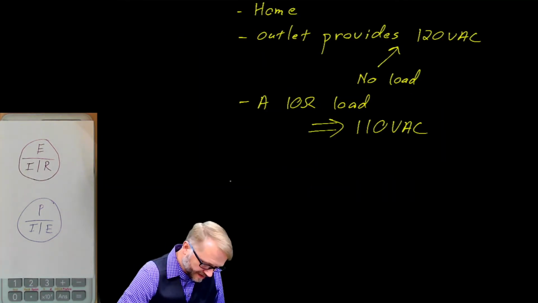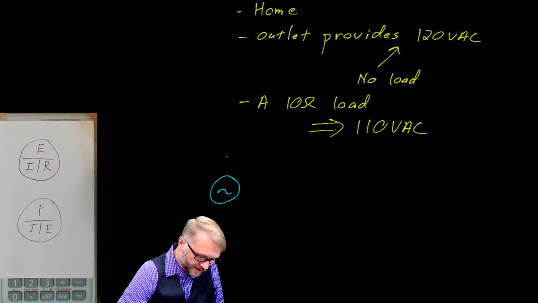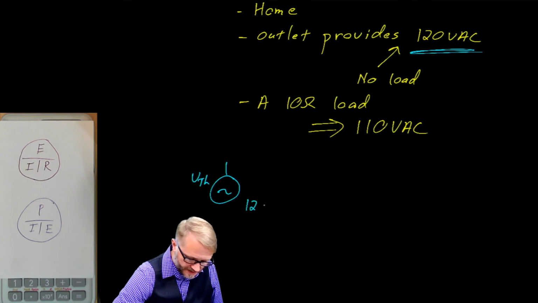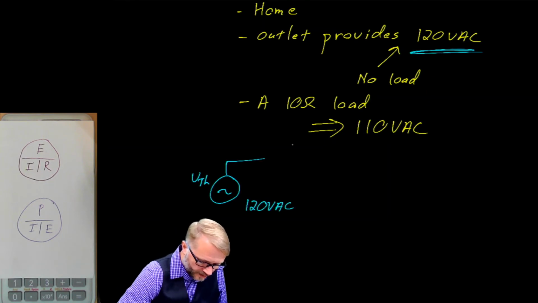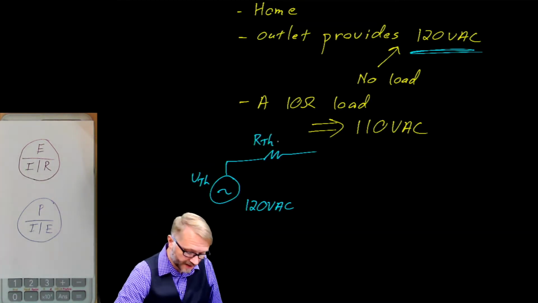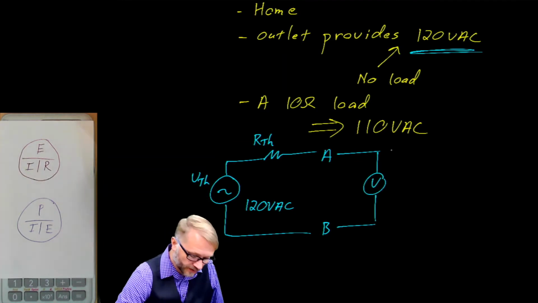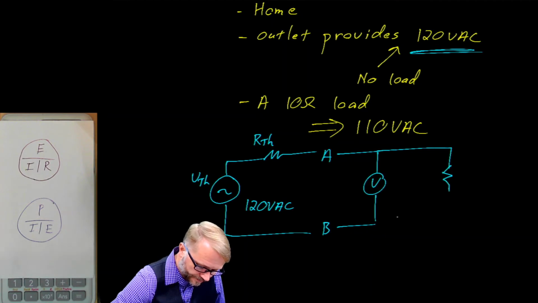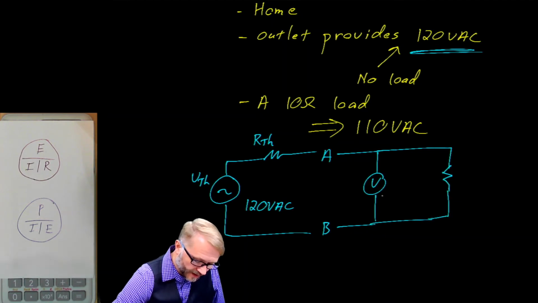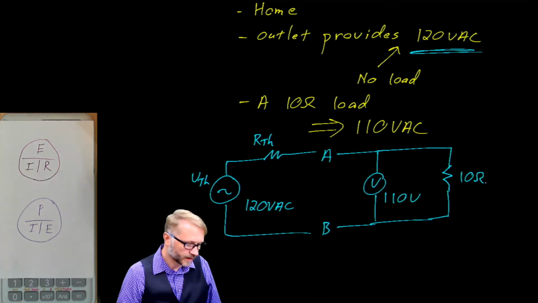We model it like this. We assume that there's a Thevenin voltage here. In fact, we were told what it is, right? It's 120 volts AC. We assume a Thevenin resistance. We don't know what that is, at least not yet. We have terminals A and B. We have a voltmeter out here. When there's no load, it reads 120 volts. When there is a load, it reads 110 volts. And that load is a 10 ohm load.